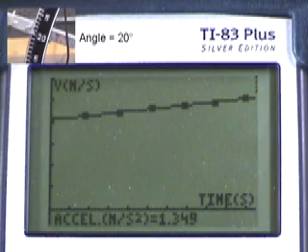Now at a 20-degree incline, the block of wood has an acceleration of 1.349 meters per second squared.